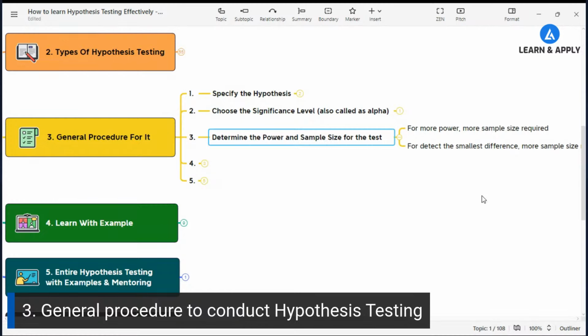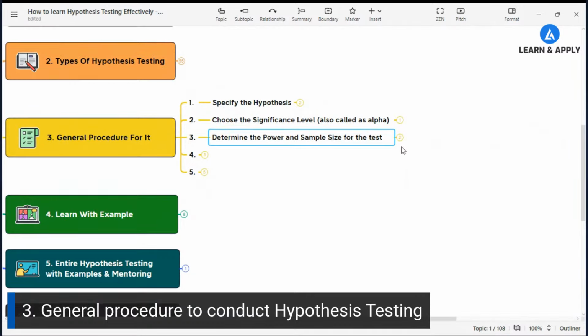Let's say you are going for 95% power, then what should be our sample size for performing a particular hypothesis test? That is clearly mentioned in each of the data considerations, and you can also calculate it from Minitab or Excel, or by using the formula, what the sample size should be for a typical power. Okay, so this is the third step.